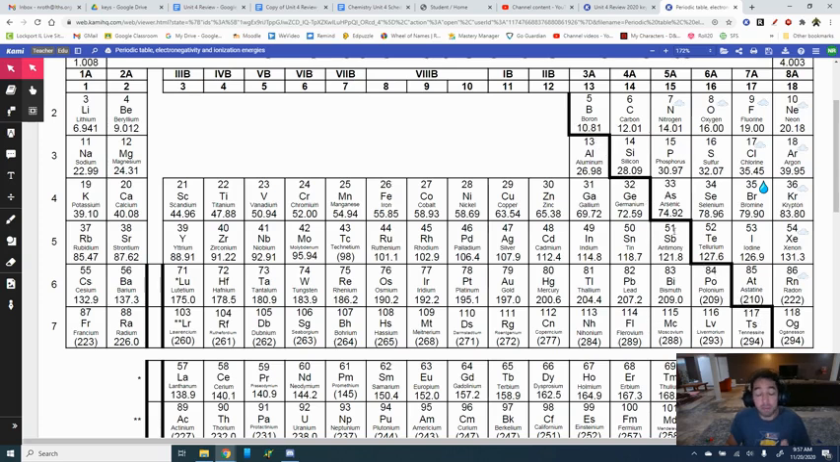Now, the important word there is bordering. So, for example, phosphorus, that is not bordering the staircase. That is touching the corner, but it's not bordering. Silicon is touching the borders of the staircase. So silicon is a semi-metal. Phosphorus is not.